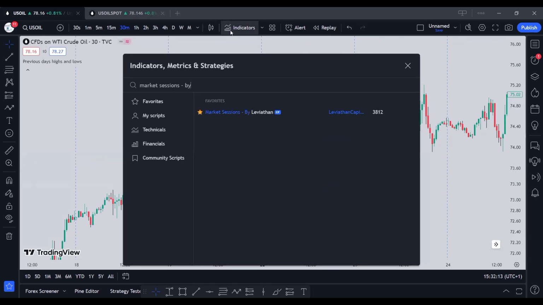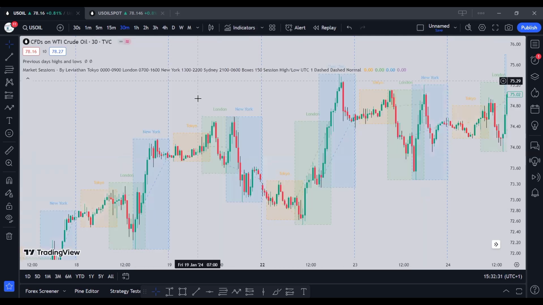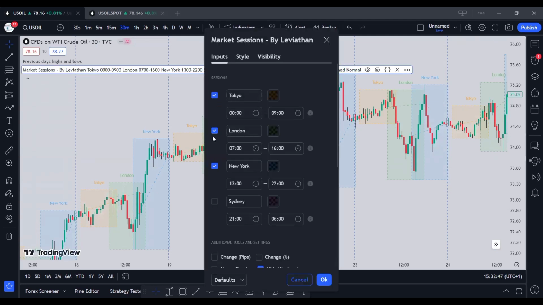Market sessions, dash by Leviathan. Not market sessions and volume profile. Market sessions alone, and you tap on it once, just once. Once you tap on it, you should see some random boxes on your chart, right? You look at your top left and you see the name of the indicator on the chart. Double tap, and you can see Tokyo, London, New York. You can rename this Tokyo to Asia.